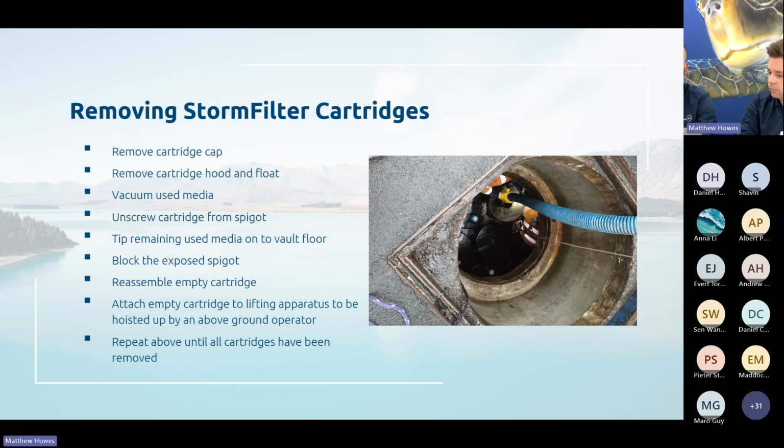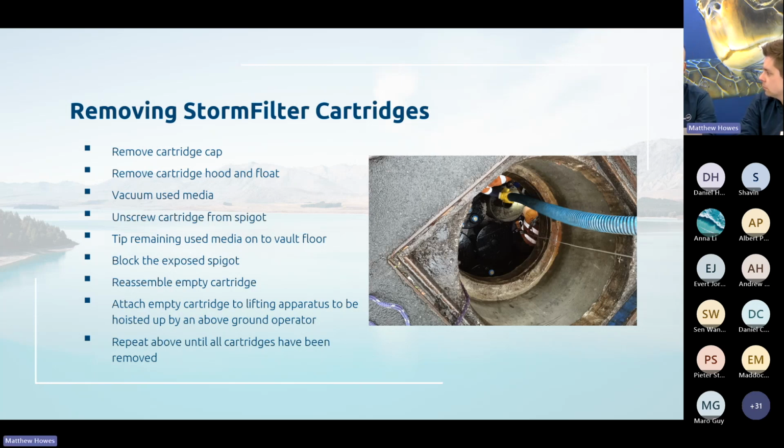So the first step is removing the StormFilter cartridges. The first thing you should do is remove the cartridge cap, the hood, and the float, which gives you access to the media. From then on, the contractors will vacuum out the used media, and we recommend doing this as much as possible. The reason for that is, in the used state, these cartridges can be quite heavy, and therefore we recommend vacuuming as much as possible before removing it from the spigot. Once you have vacuumed as much as possible, we recommend unscrewing the cartridges and tipping out the remaining media onto the vault floor.